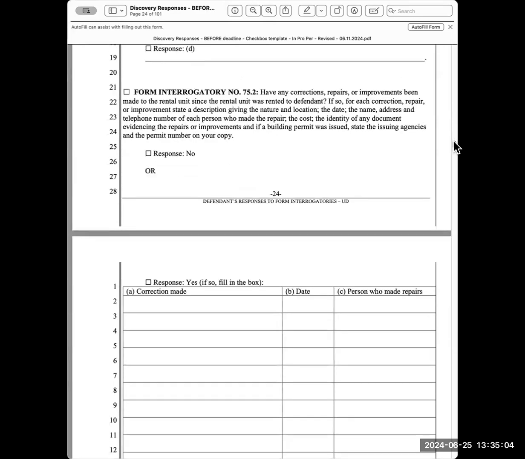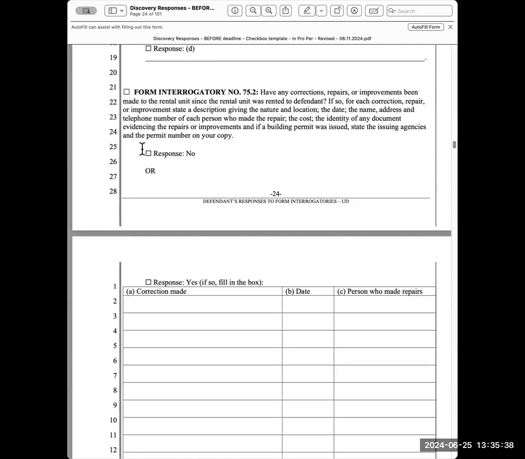75.2 is asking, have any corrections, repairs, or improvements been made to the rental unit since the rental unit was rented to the defendant? Typically a question asked of the landlord, but it's something that the tenant can answer to a certain degree, right? There are certain repairs that could be made to the common areas of the property that you might be unaware of and that the landlord is in possession of. But there may also be repairs to the common areas or your unit that you are very much aware of.